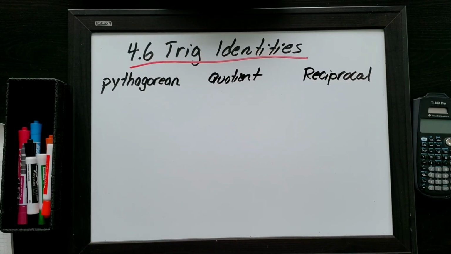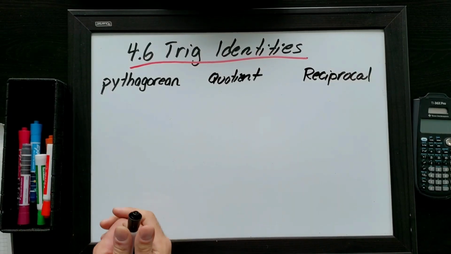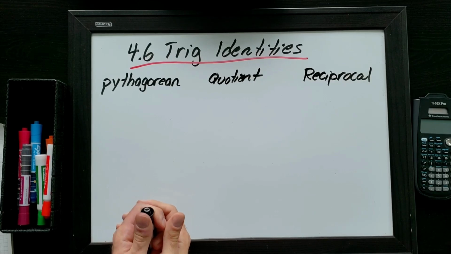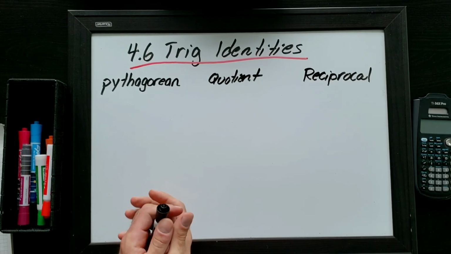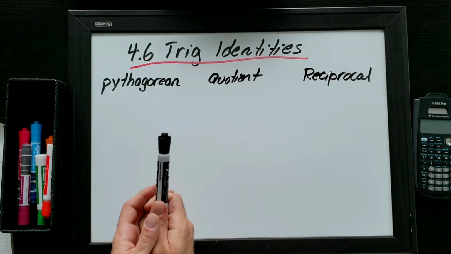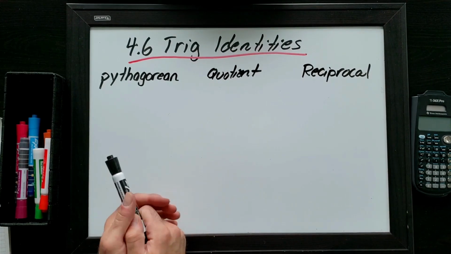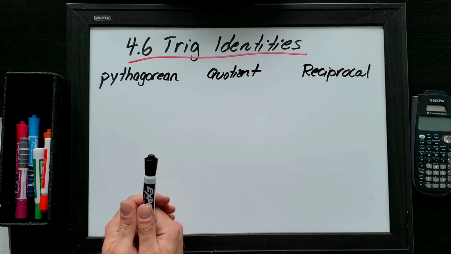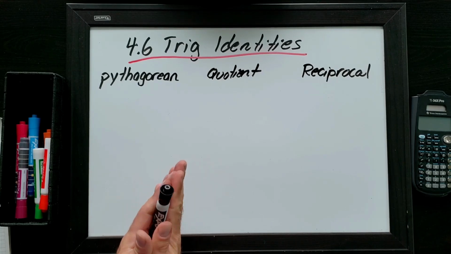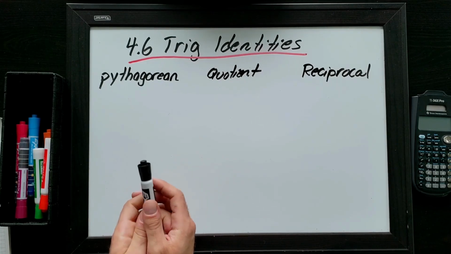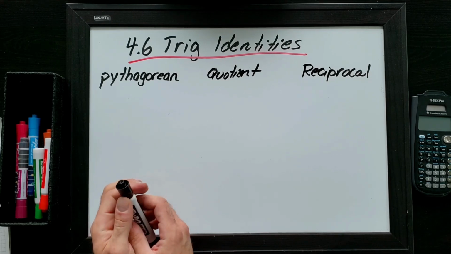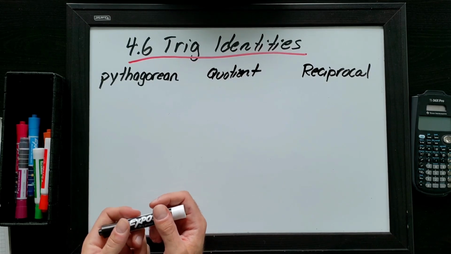Okay, it's 4.6 Trig Identities, a very scary section, a section that will take a very long time to understand, but a section that will also have a lot of fun with math because it's kind of like puzzle solving. So if you like puzzles, you're in for a nice treat. If you don't, this is going to be treacherous.